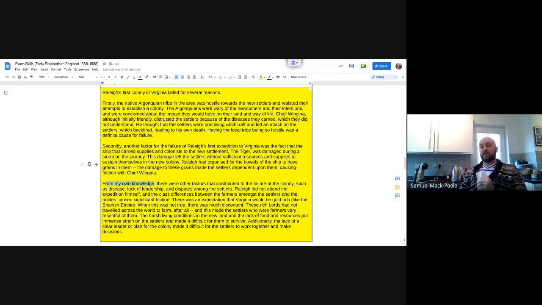Now, let's see if the knowledge is there. Firstly, the native Algonquin tribe in the area was hostile towards new settlers and resisted their attempts to establish a colony. The Algonquins were wary of the newcomers and their intentions and were concerned about the impact they would have on their land and way of life.